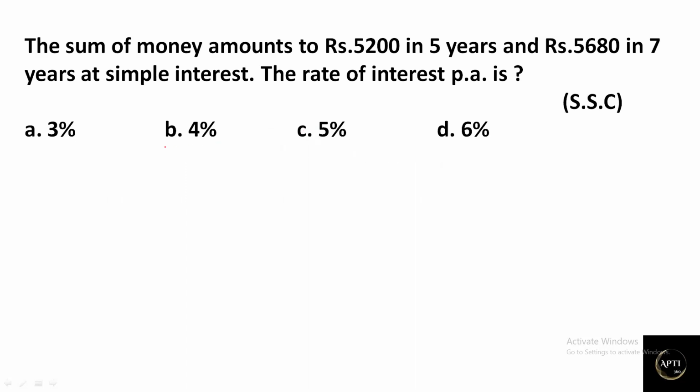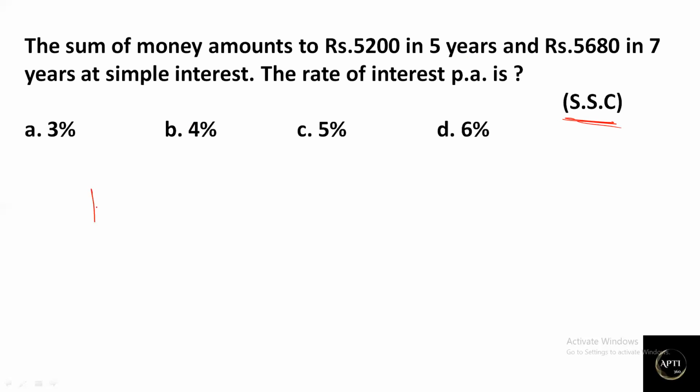The sum of money amounts to 5,200 in 5 years and 5,680 in 7 years at simple interest. The rate of interest per annum is... This question was asked in the SSC exam, so it is a similar type of question. Now we'll just go with the process.